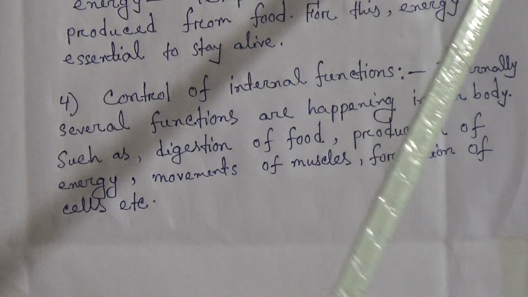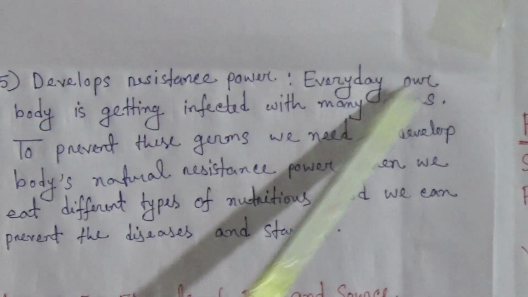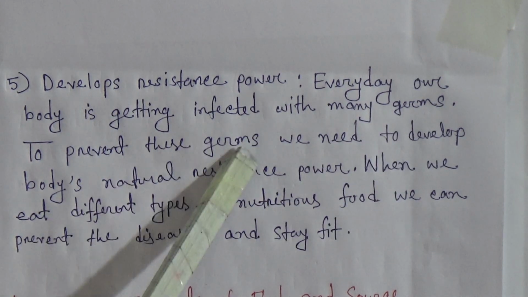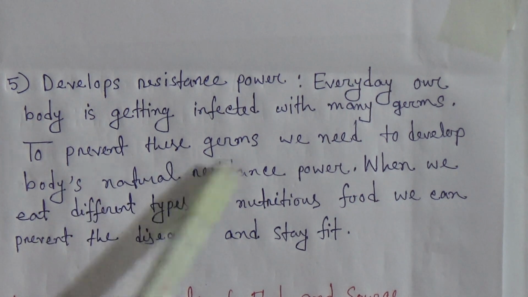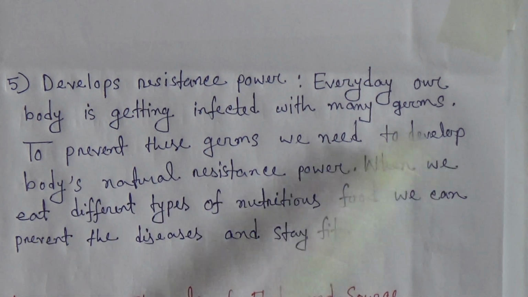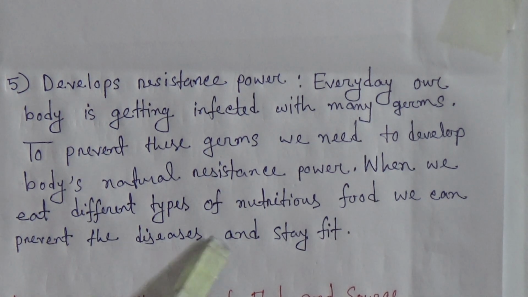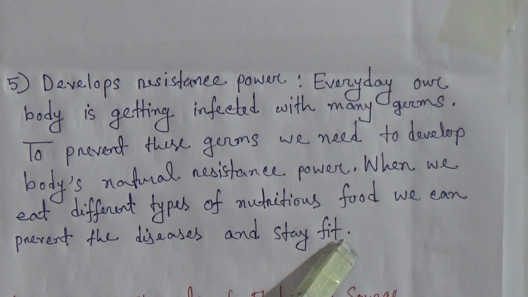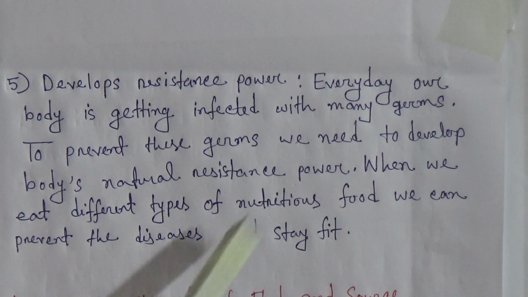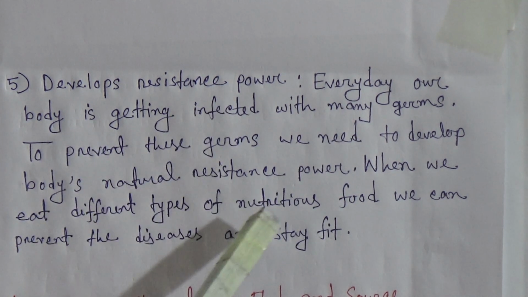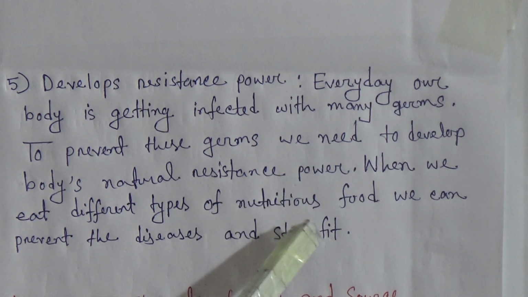Number 5, develops resistance power. Every day, our body is getting infected with many germs. To prevent these germs, we need to develop the body's natural resistance power. When we eat different types of nutritious food, we can prevent diseases and stay fit. So, to develop our resistance power, we have to take nutritious food properly.